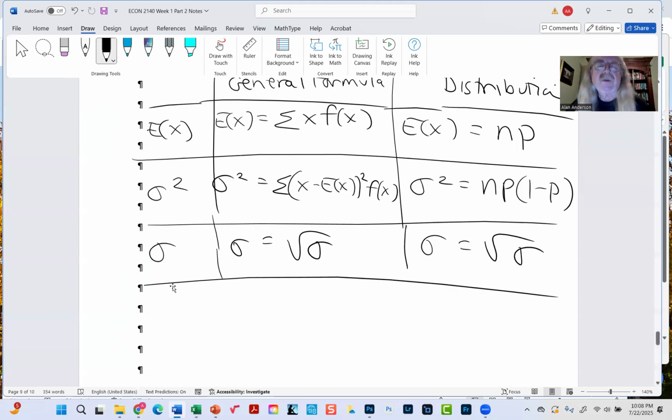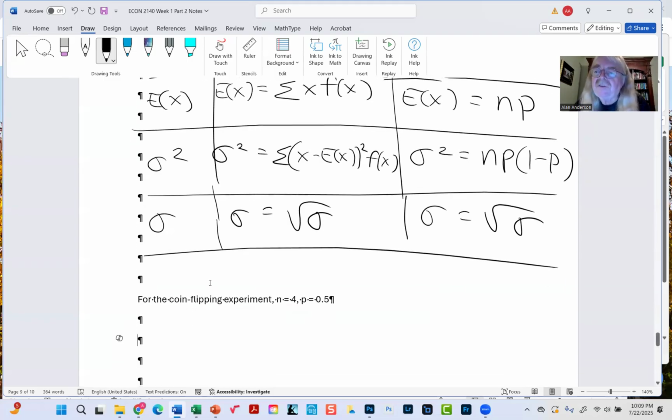So for the coin flipping experiment, n is 4, p is 0.5. So the expected value, or the number of heads on average we should get when we flip the coin 4 times, is 4 times 0.5, which is 2, and that makes perfect sense. Every time I flip the coin 4 times, I should expect to get 2 heads on average.